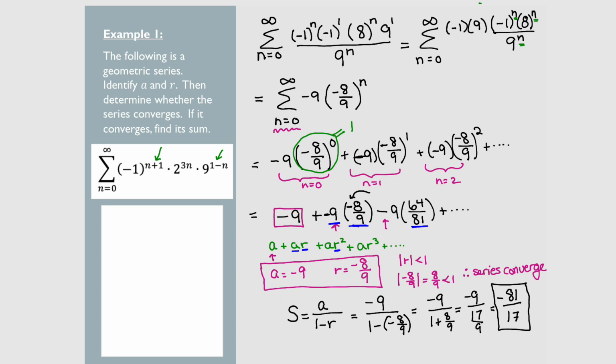So let me summarize my results in the box. So the following geometric series has an A value of negative 9, an R value of negative 8/9. Because the absolute value of negative 8/9 is less than 1, my series converges. And finally, I know that the sum of my series is simply A over 1 minus R, or specifically, my sum is negative 81 over 17. All right, so that's that web work problem. Let's take a look at another one.